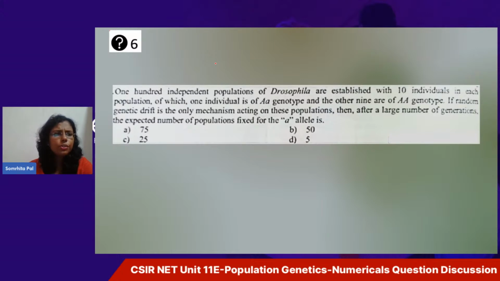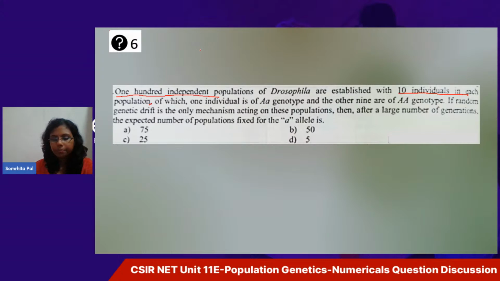Now going over to question number 6. 100 independent populations of Drosophila are established with 10 individuals in each population. Let us understand this. Read the question very carefully. This is a tricky question. So the first information given is 100 independent populations of Drosophila are established with 10 individuals in each population.